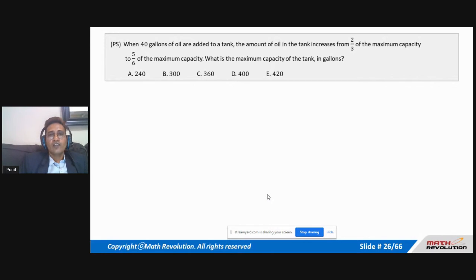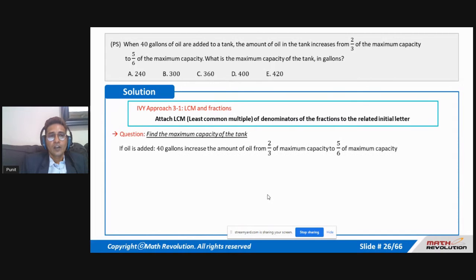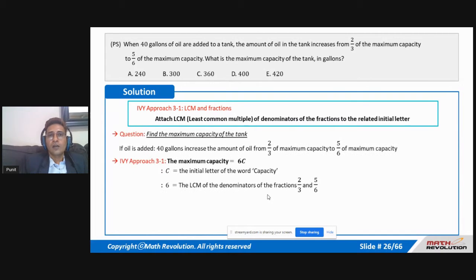Now I can see there are two fractions, 2 over 3 and 5 over 6. Simple, I'll attach the LCM of the denominators of the fractions. We are talking in terms of capacity, and we need to find the maximum capacity. We take the initial of capacity as C. Let's focus on the denominators of both fractions, which are 3 and 6. The LCM is 6. My complete maximum capacity becomes 6C. Out of this 6C, C is the initial of the word capacity, and 6 is the LCM of the denominators.